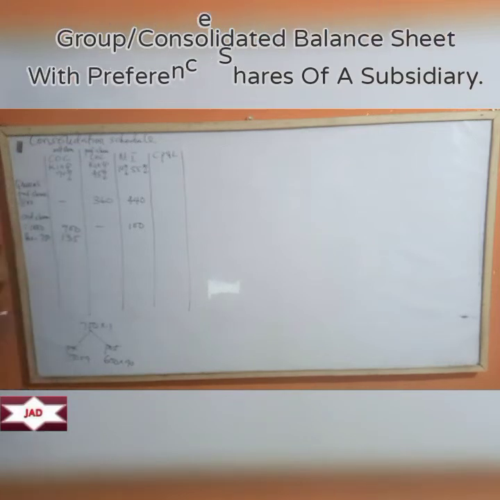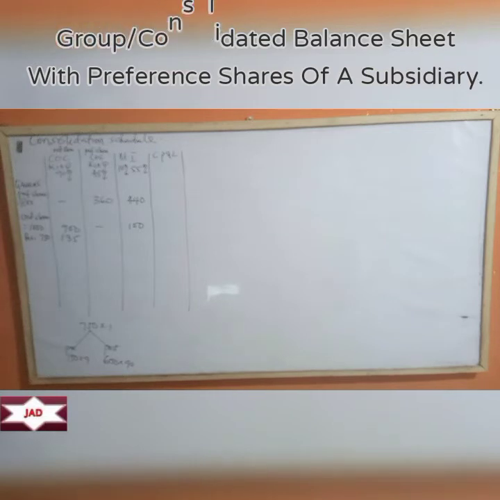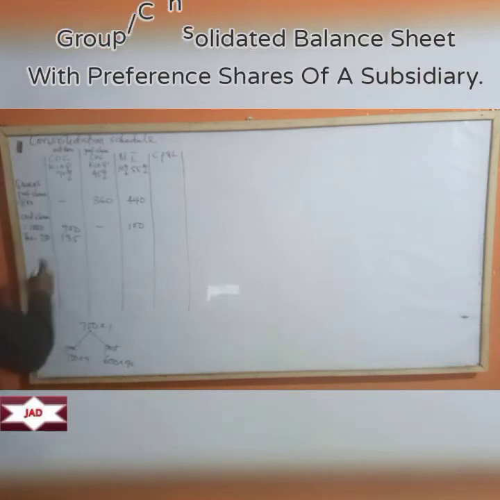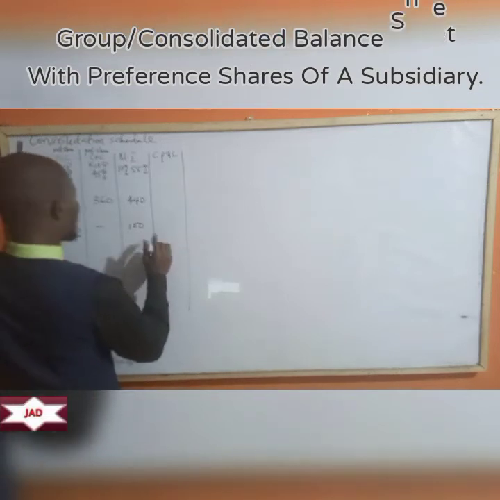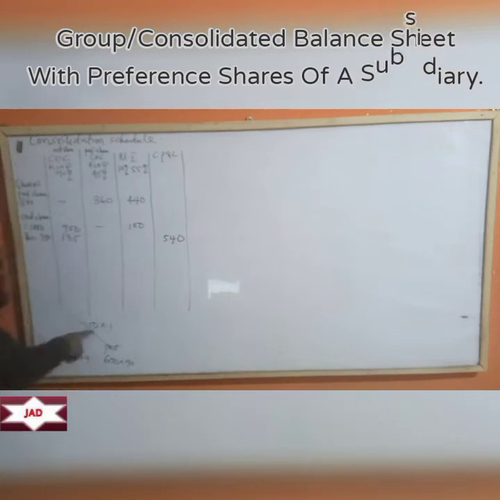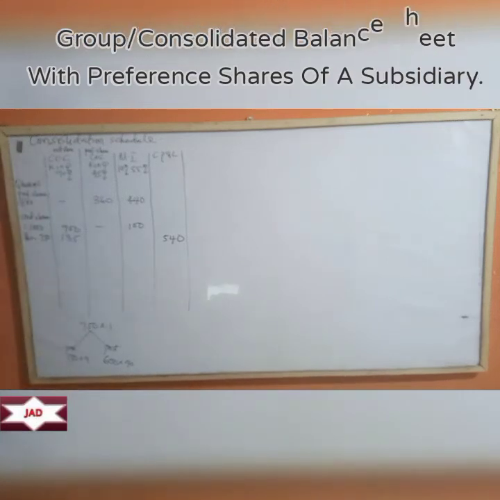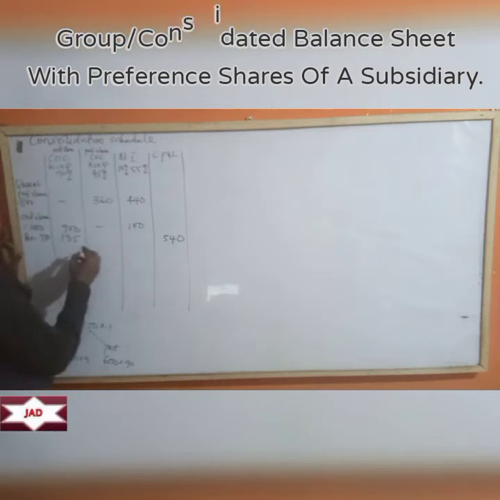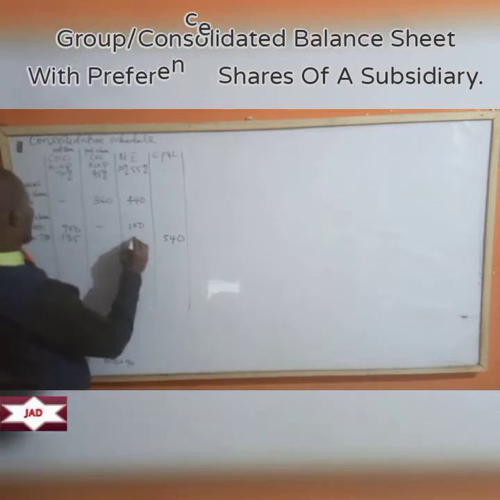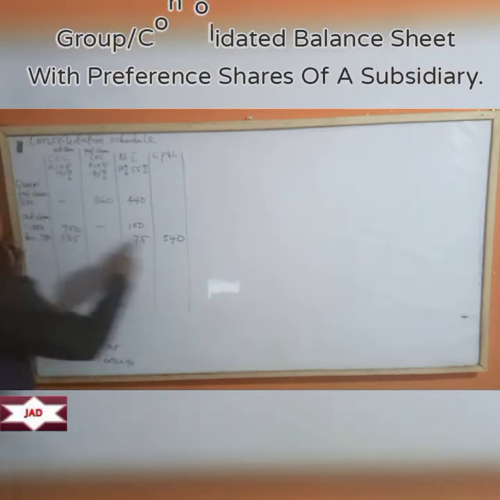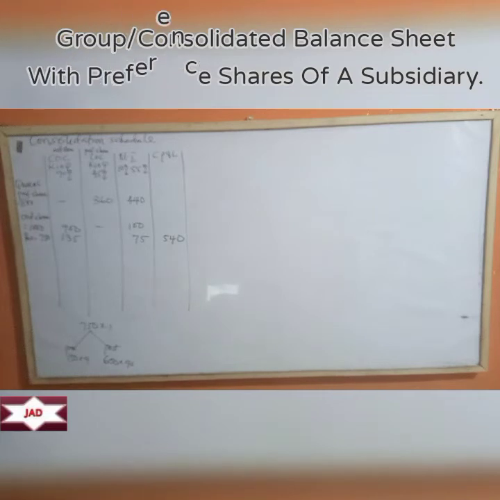Okay, let's go to the next one. 600 times 0.9 is 540. Then 750 times 0.1 is 75. When you add these three, it should give us 750. So let's try: 135 plus 75 plus 540 is 750. So that's it.